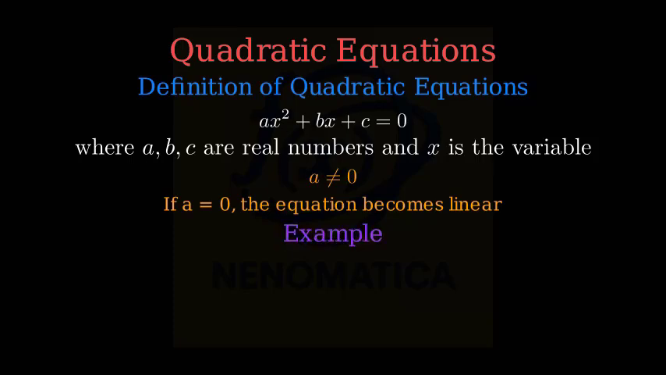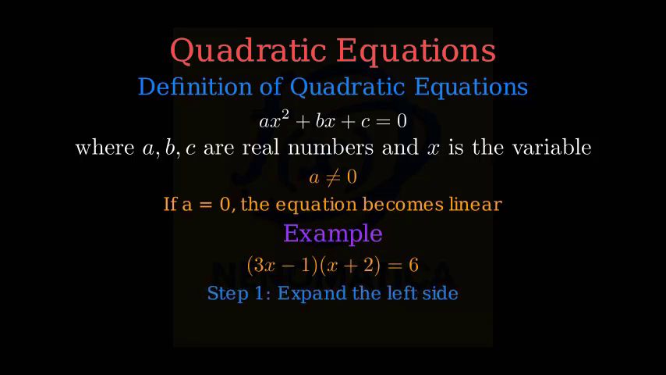Let's look at an example. Determine if the following equation is a quadratic equation. (3x minus 1)(x plus 2) equals 6. Let's solve this step by step based on the algorithm shown. Step 1. We'll expand the left side of the equation. This gives us 3x squared plus 6x minus x minus 2 equals 6.